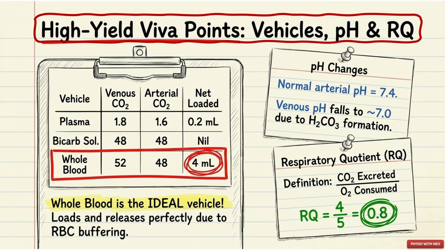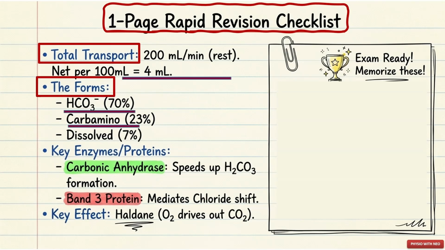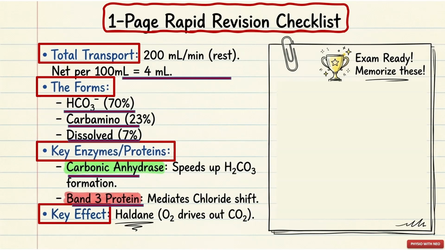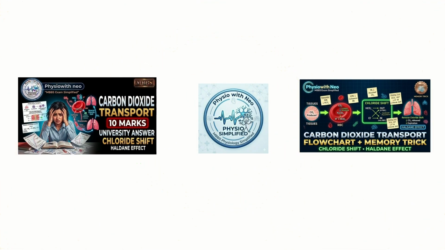And now, the most important slide. This is your final revision sheet. Remember, total carbon dioxide transported is about 200 ml per minute. Net transport is 4 ml per 100 ml of blood. Three forms: bicarbonate 70%, carbamino 23%, and dissolved form 7%. Key enzymes and proteins: carbonic anhydrase, which speeds up bicarbonate formation, and band 3 protein, which mediates the chloride shift. The key effect is the Haldane effect, where oxygen drives out carbon dioxide. If you can explain these points without looking, you are fully prepared for the university exams. And that's your complete carbon dioxide transport revision in just 5 minutes.